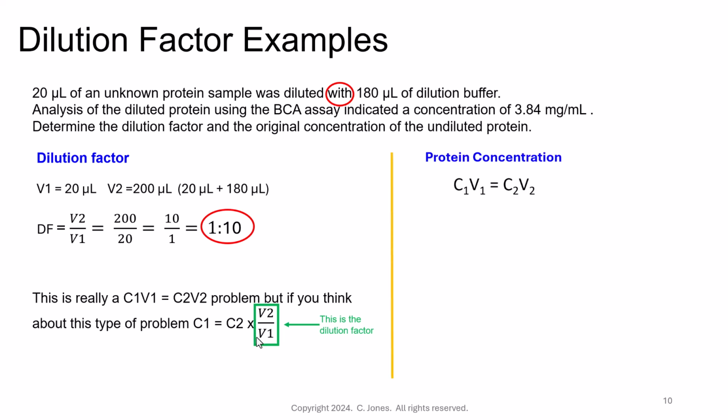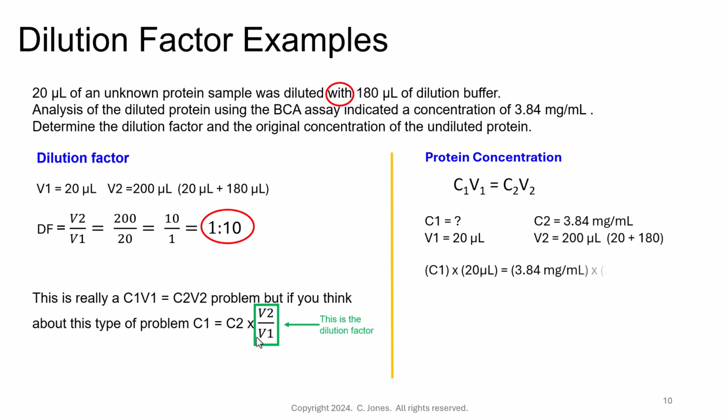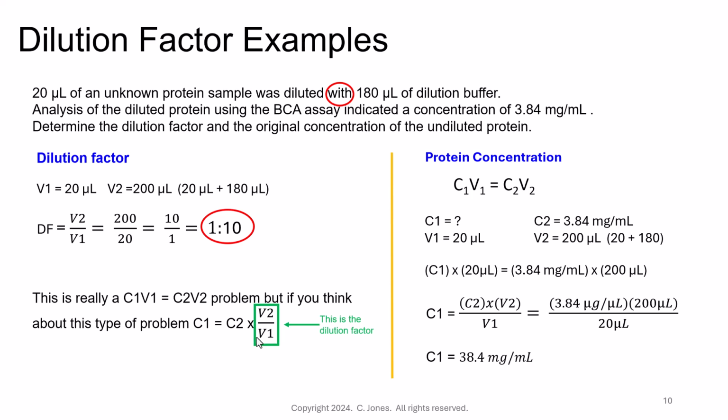So now we just say protein concentration C1 V1 equals C2 V2. We can plug this in to be consistent. And we have C2 times V2 over V1. Here's C2, V2, and V1. And our final concentration is 38.4 milligrams per mil, right?